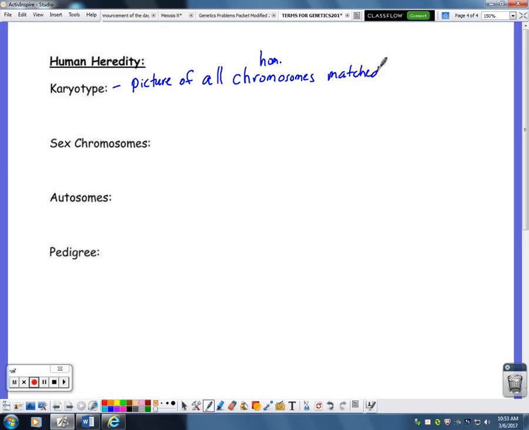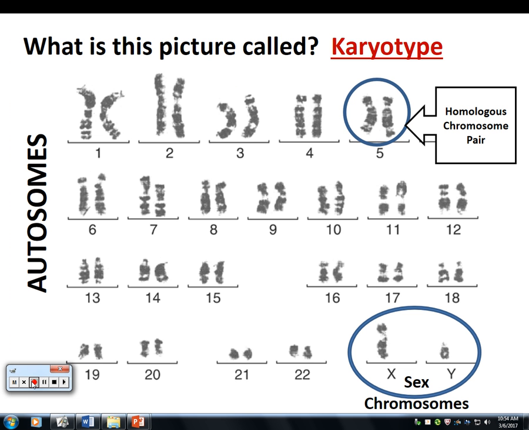I'm going to pause for a second. So this is an example of a karyotype. These are actual pictures of actual chromosomes. And generally speaking, a karyotype is usually done when it is thought that there's a possibility of something being wrong.